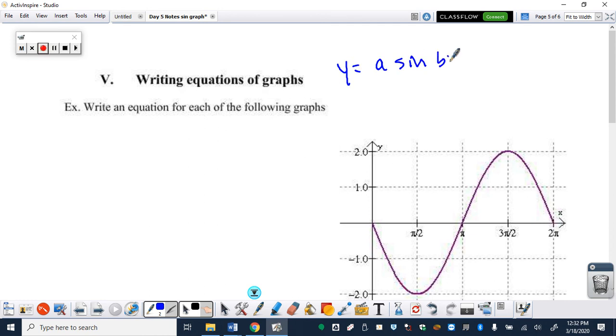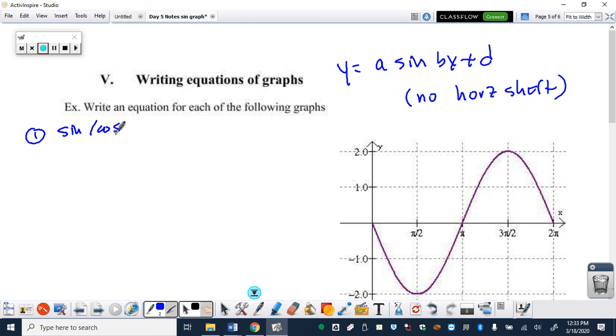All of our equations are going to be in this format. We are not going to do a horizontal shift, so don't worry about the horizontal shift. We do have to think about 3 things: the amplitude, the frequency, and the vertical shift, and if there's a reflection. So I usually have a couple of questions that I ask. First of all, is it a sine or is it a cosine curve? Since it starts at the shoreline, it's a sine curve.